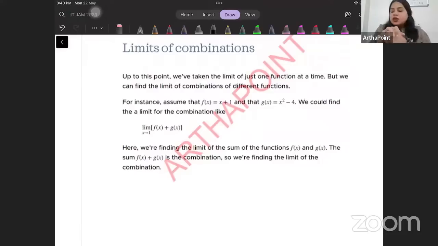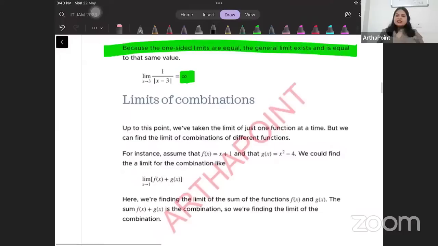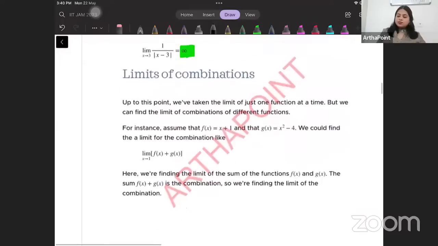Hello everyone, good evening. Let us continue with limits today, beta. So we had started with the topic of limits, and if you have a look through it, you will notice that we have already done the definition of limits. Today, what I want to do is beta limit of combination.